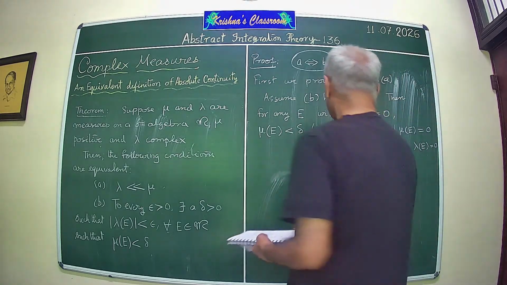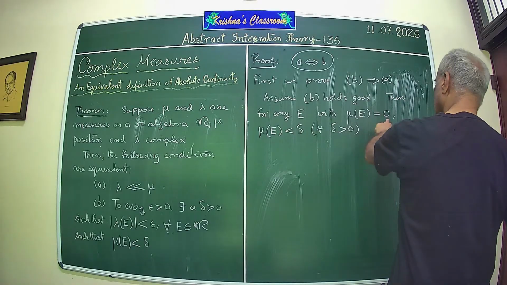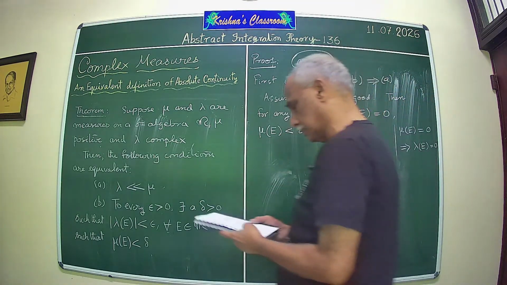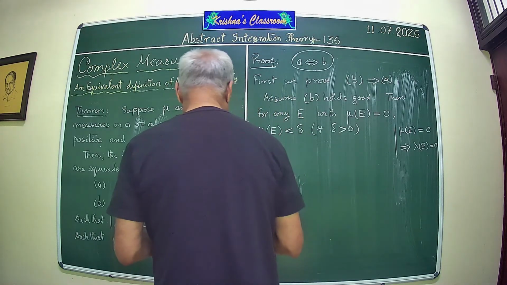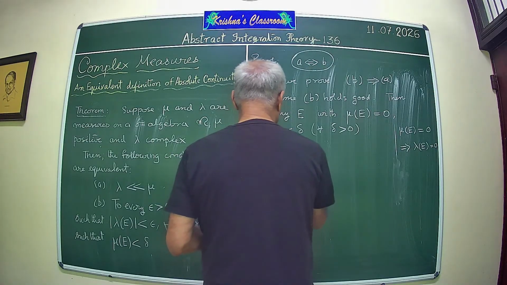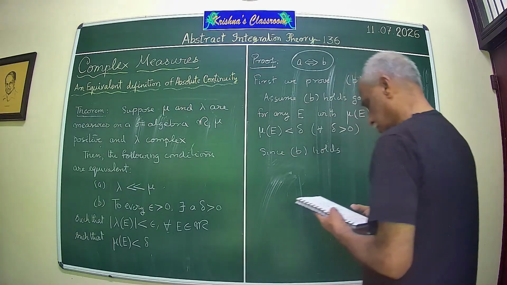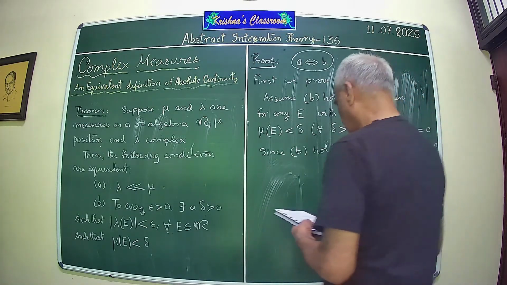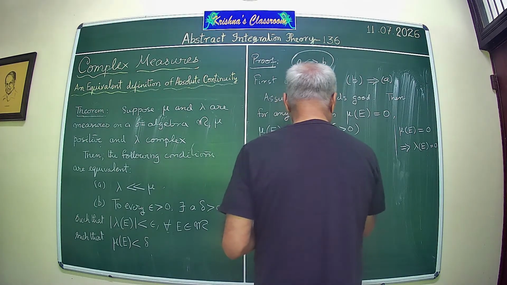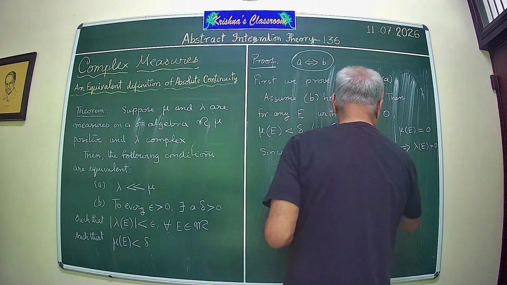Okay. So you start with any E with mu E equal to 0, then mu E is less than delta for every delta positive. That is clear. Okay. But now we assume B holds: mod lambda E is less than epsilon, and that too for every epsilon positive.